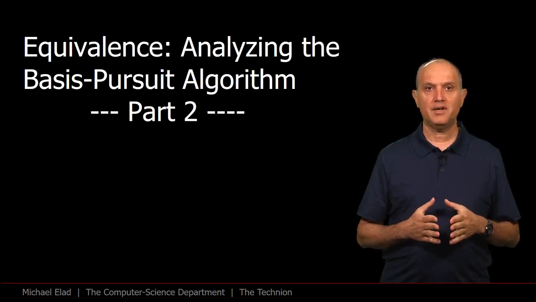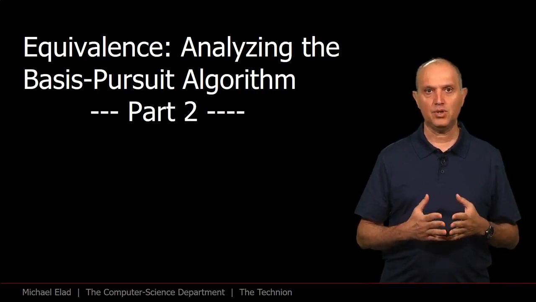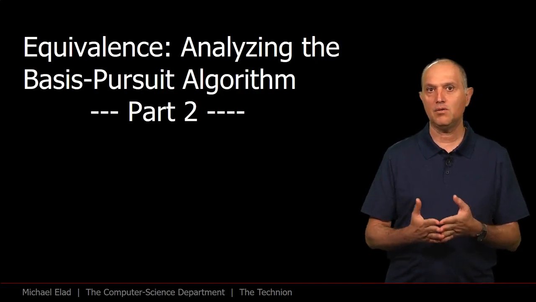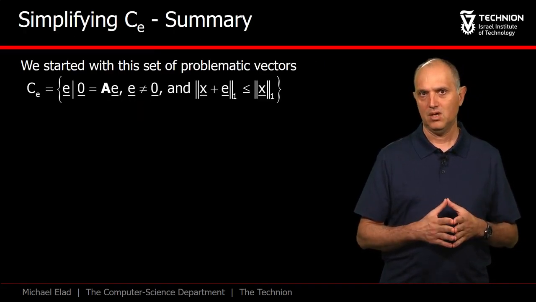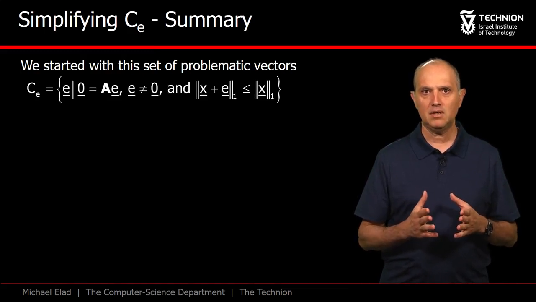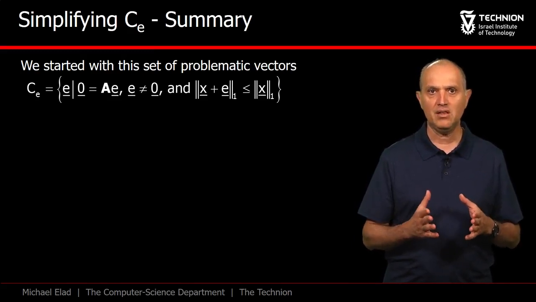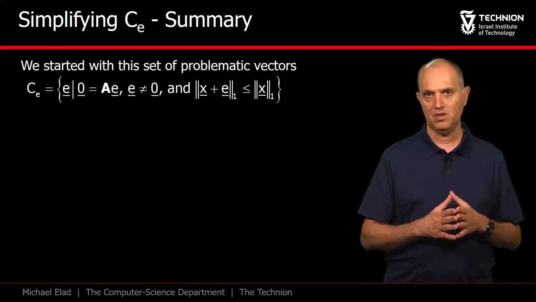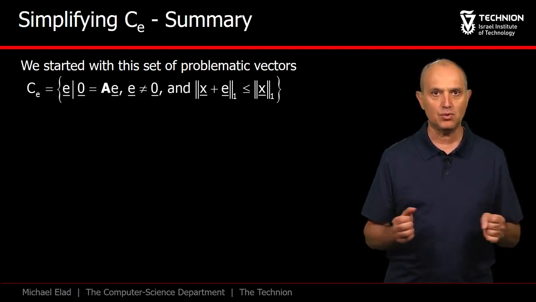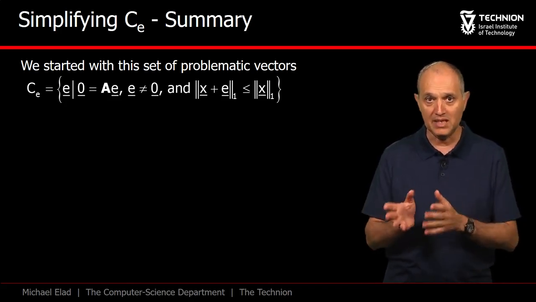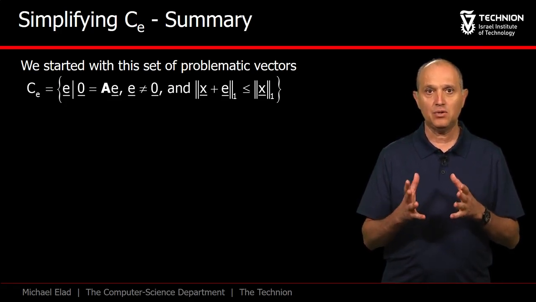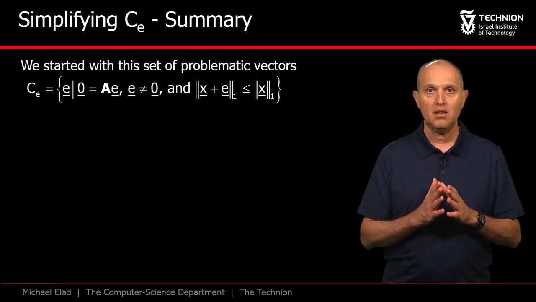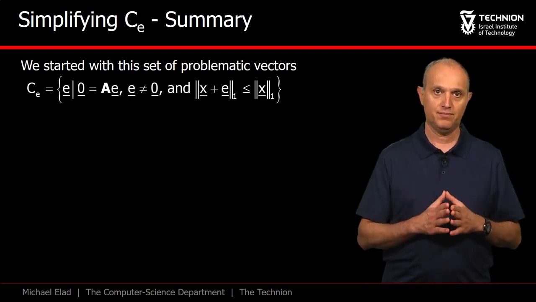We proceed with our analysis of the basis pursuit, aiming to show that solving P1 may lead to the P0 solution. And here is what we have done so far. We have defined the set CE as containing all the vectors E that lead to basis pursuit failure. If X is the original sparse solution of the system AX equals B, a vector E in this set defines a candidate solution, X plus E, that an L1 solver would prefer.